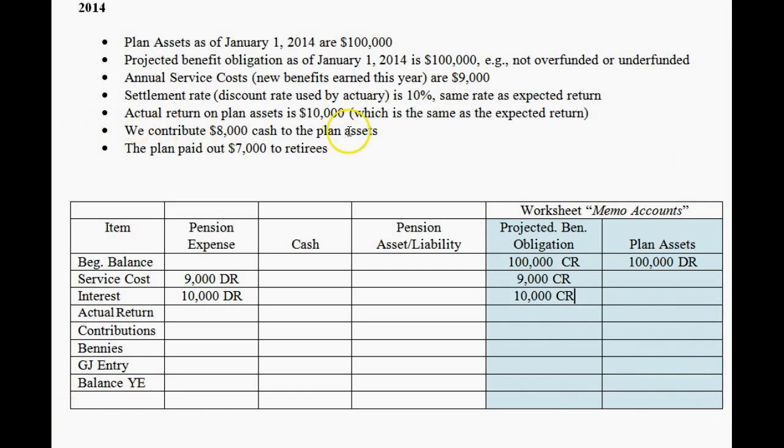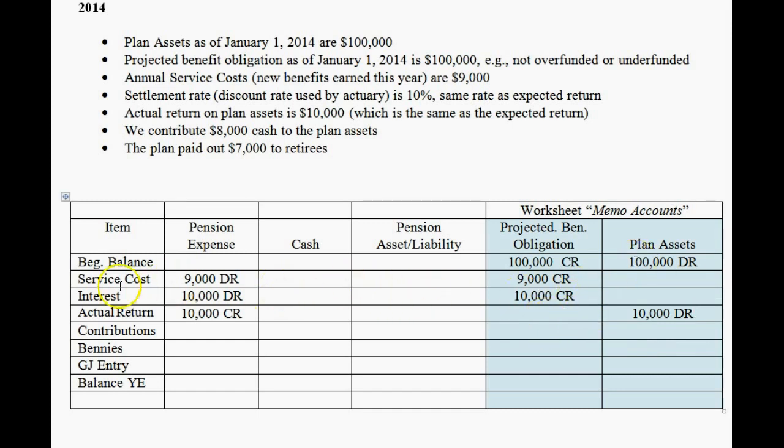Next, we're told that the actual return on plan assets is $10,000, which is the same as the expected return. So since the plan assets increased in value by $10,000, that's good news for our pension expense. That's money we don't have to put in because the plan assets earn that for us. And so out here in the memo accounts, the plan assets, which are assets that are set aside to cover this obligation, go up by $10,000.